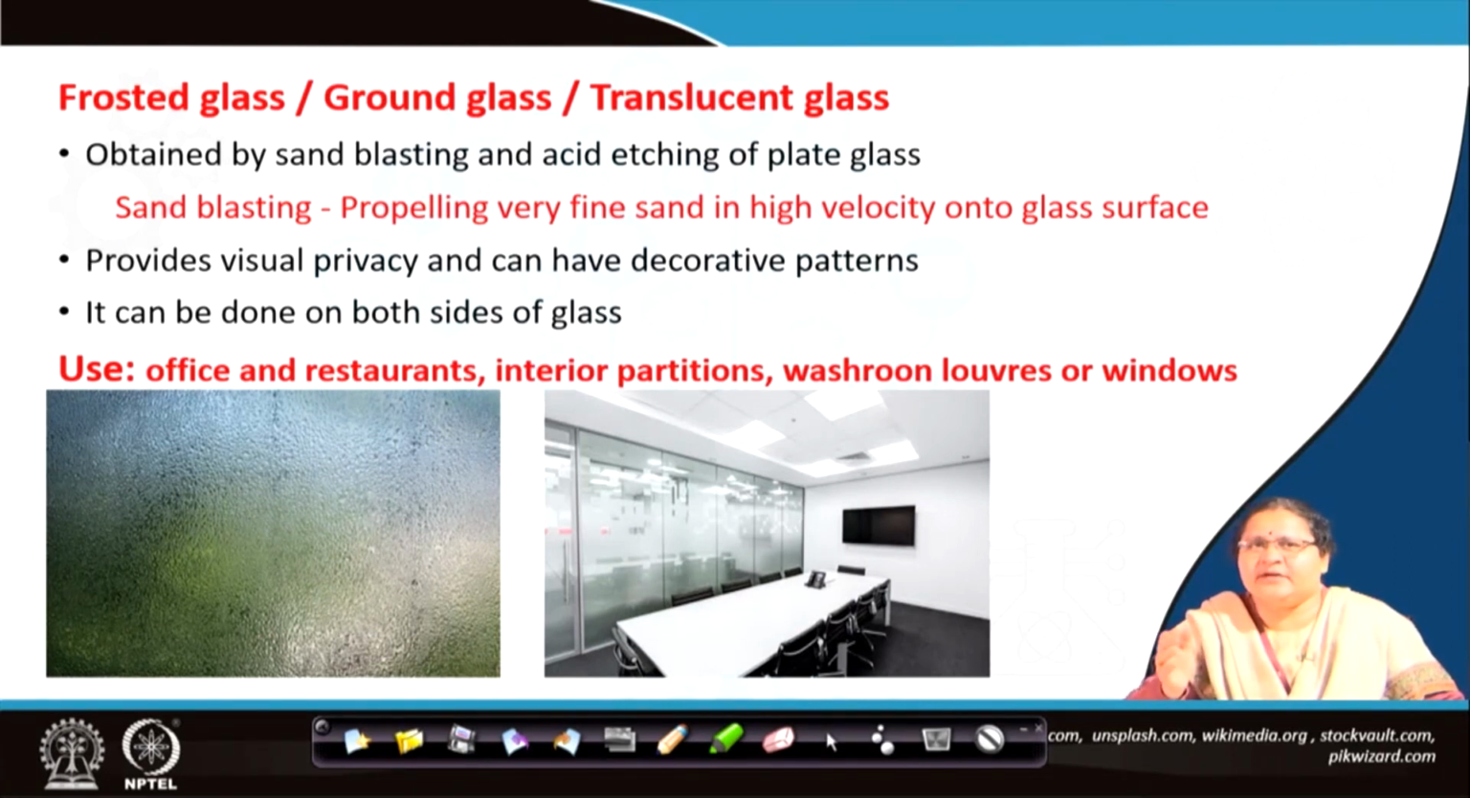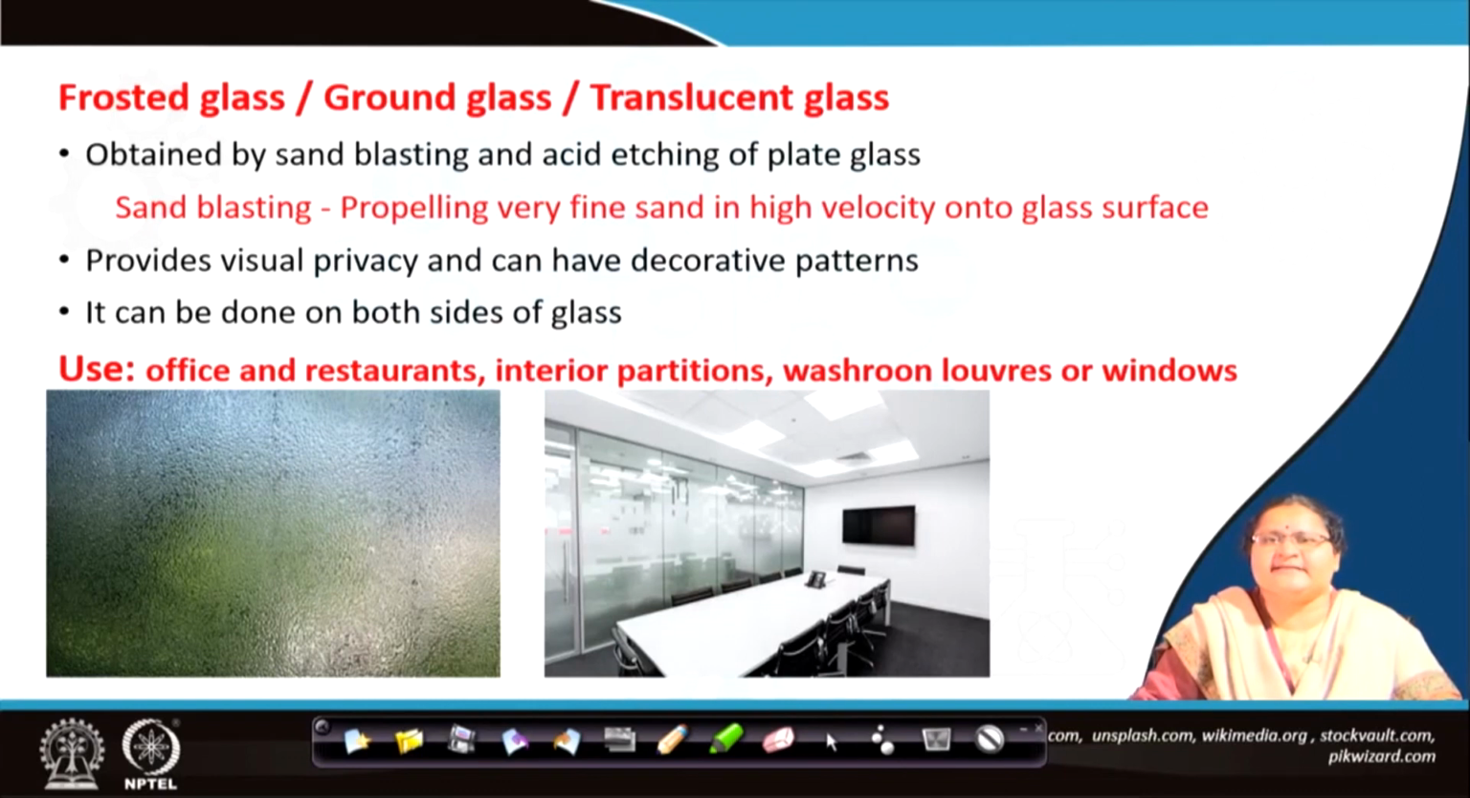Restaurants, interior partitions, washroom glasses, obviously to maintain privacy you can have such kind of obscure glass or translucent glass or ground glass or frosted glass. So, these are nothing but plate glass which are sandblasted or acid etched. You can have decorations with acid etching also.